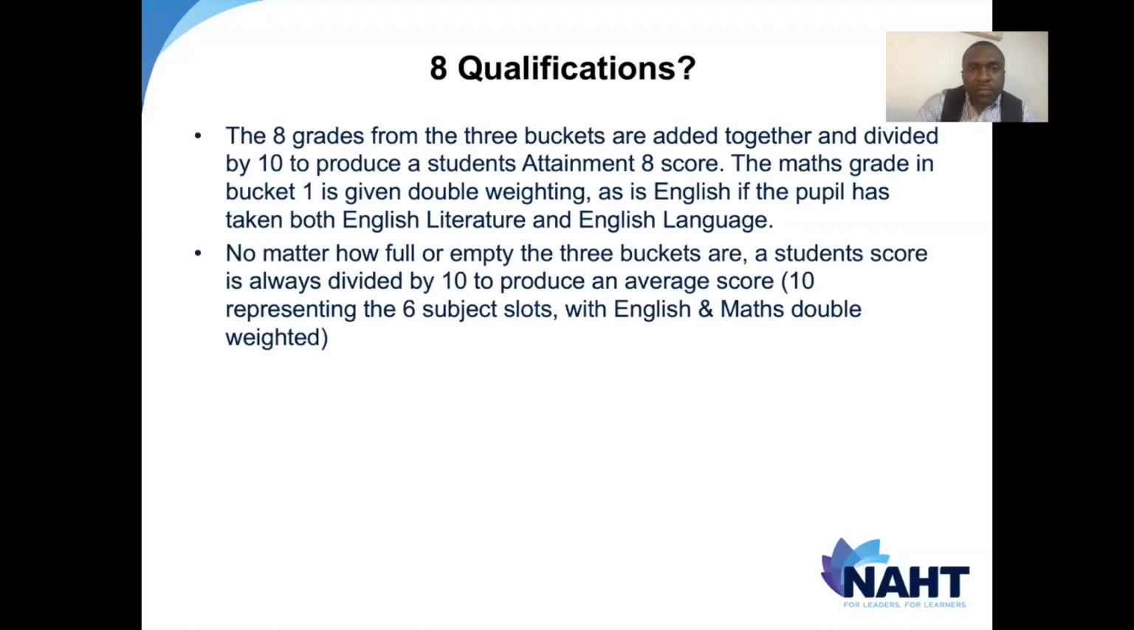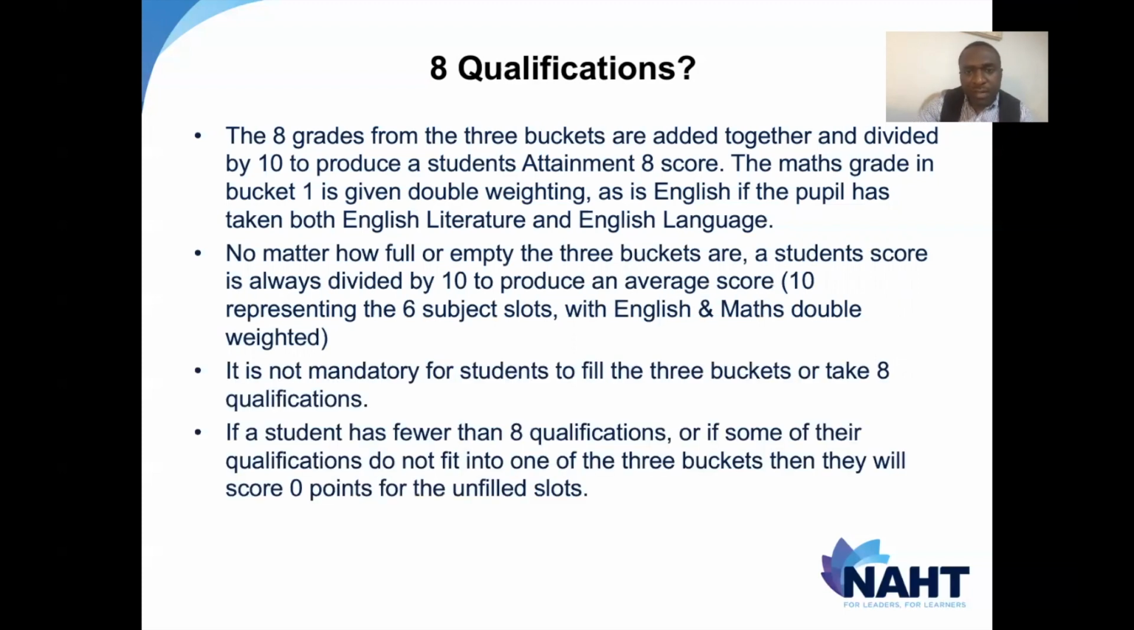As we go further, no matter how full or empty the 3 buckets are, a student's score is always divided by 10 to produce an average score. Okay, so some students will get to fill all the buckets, some will get less. This would affect their Attainment 8. If you get to fill all the buckets and then they divide it, you would have an Attainment 8 score. So let's see.